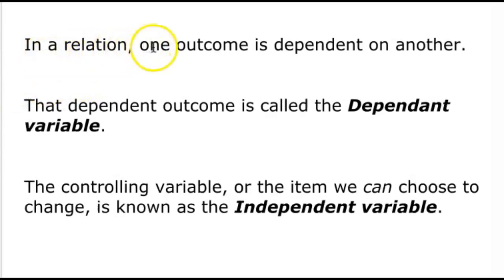In a relation, one outcome is dependent on another. That dependent outcome is called the dependent variable. In the example we just gave, the dependent variable is the money that you make. That depends on the independent variable. The controlling variable is the item we can choose to change, and that's known as the independent variable. We choose to call in sick if we're ill, but we know that that's going to change the amount of money that we're going to make that week.